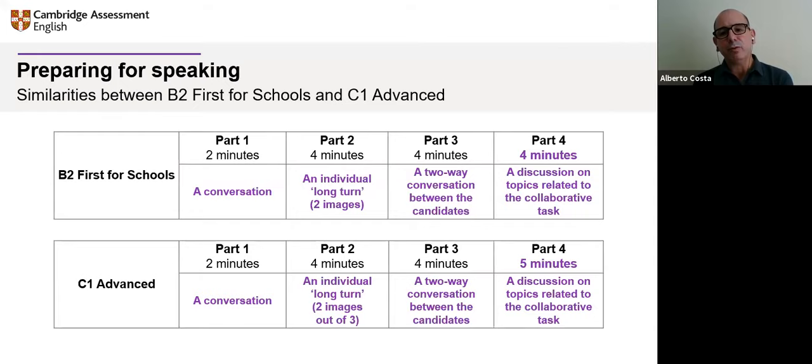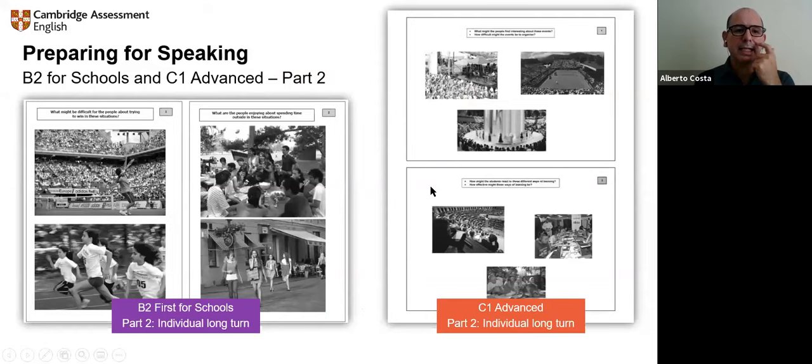And part four, in the two cases, it's a discussion which follows on from part three in each of the exams. So here is an example of part two for B2 and part two for C1. You can see B2, two images for each candidate, and C1 Advanced, they choose two images out of three. It's very important to highlight that the images in the exam are colored images. Those are black and white images because they come from our handbooks for teachers, which you can download.